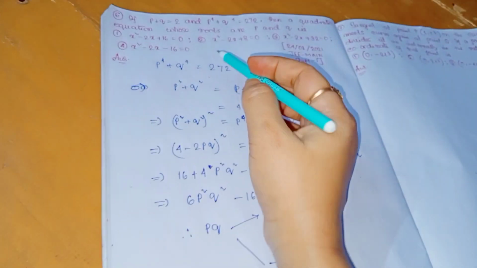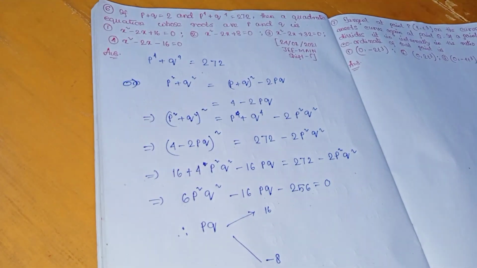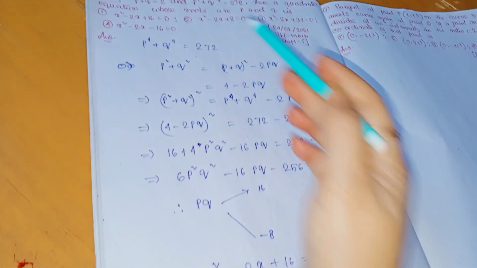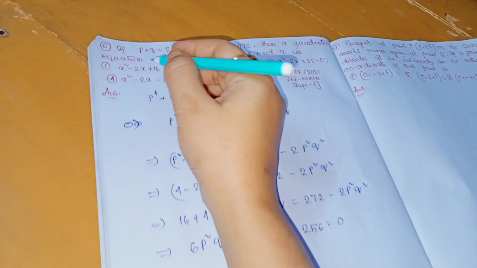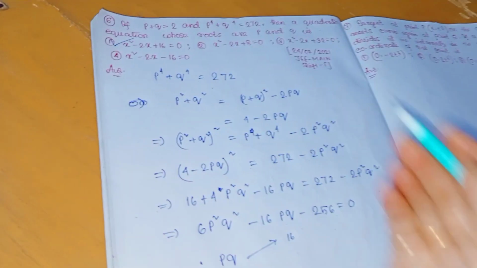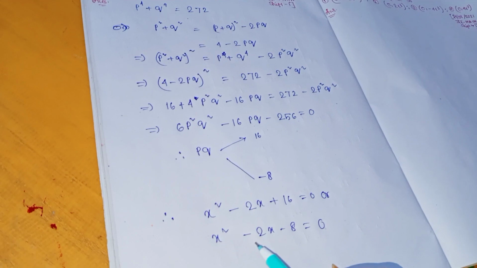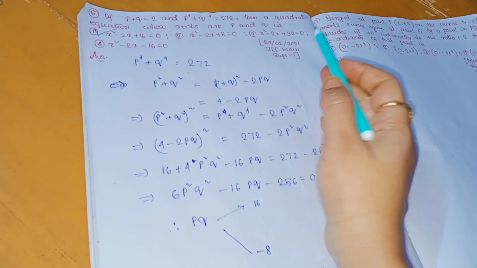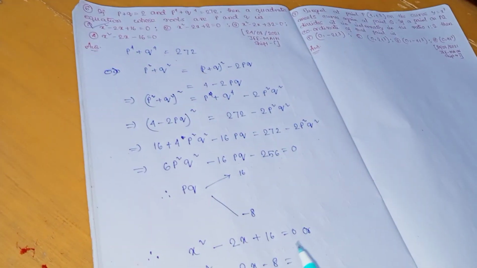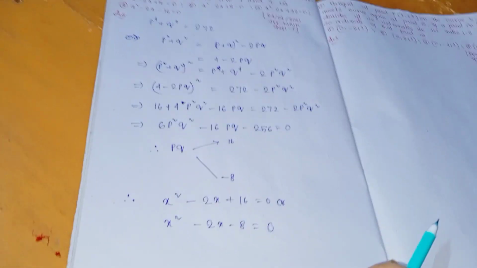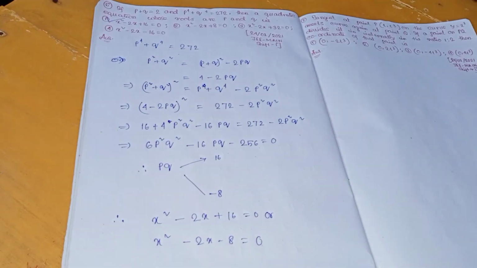So let's check the option, and our option x square minus 2x plus 16 is given here. So option 1 is our correct choice, as the other is not available in the options. So option 1 is our correct choice. So here is the whole solution of question 6.